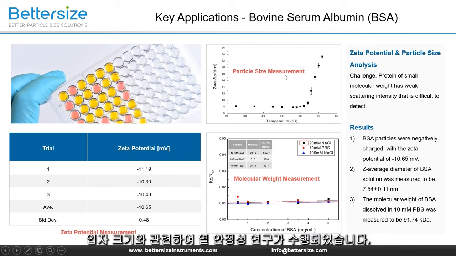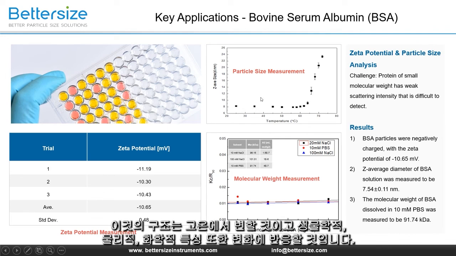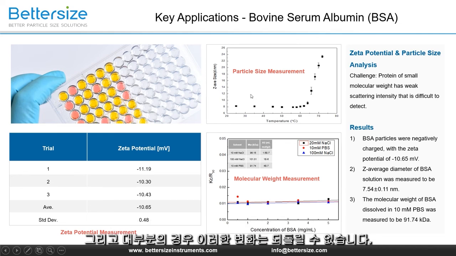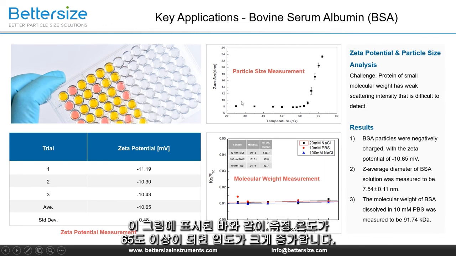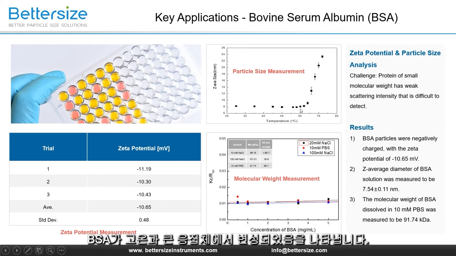Regarding the particle size, a thermal stability study was carried out. As a protein, BSA is sensitive to acid, alkali, and temperature. Its structure will change at high temperature, and its biological, physical, and chemical properties will also change, and in many cases, these changes are irreversible. As shown in this figure, particle size increased significantly when the measurement temperature reached 65 degrees or higher, indicating that BSA denatured at high temperature and formed large aggregates.